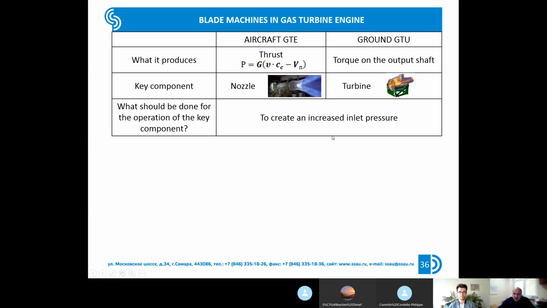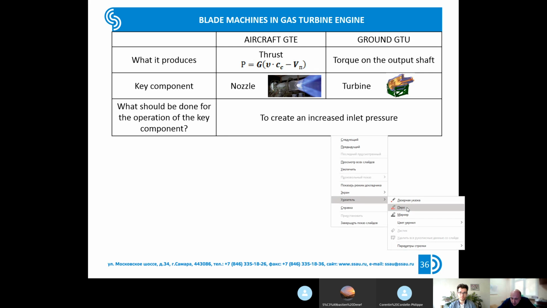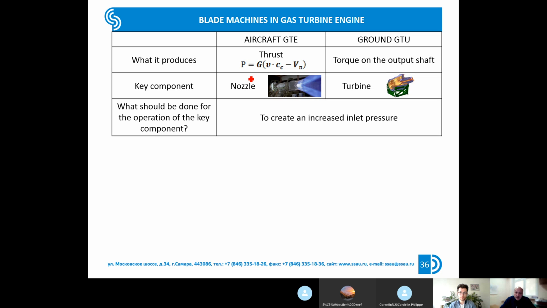Explanation number 3, my version. So let's start from the Stechkin equation. If we look carefully at this equation, you will see that for creating thrust we need a high-speed jet. So we need a jet which flows with high speed, and the speed of the jet must be more than the flight velocity.